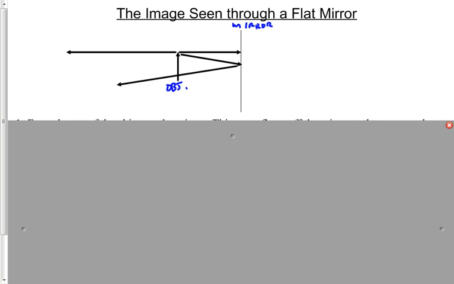If we extend the reflected portion of those rays, if we extend this backwards and if we extend this one back, the point where those two reflections intersect is where the top of the image is formed. So in other words, that's where you're going to see the top of your head in the mirror. The rays of light that came from the top of your head, the reflections of those rays intersect where you see the image of the top of your head in the mirror.